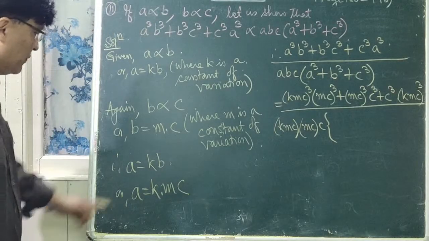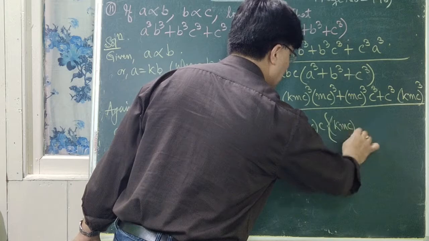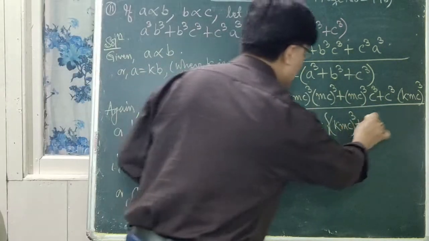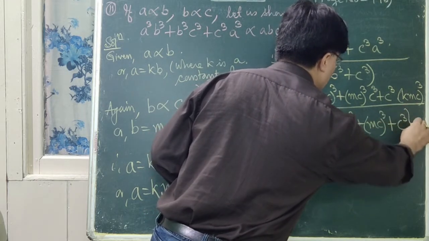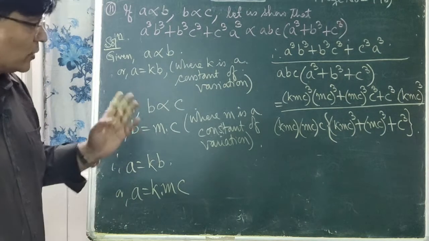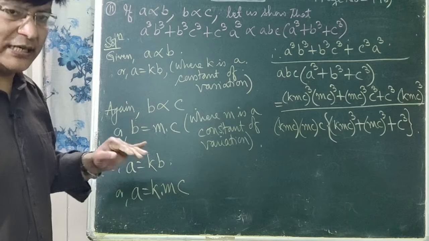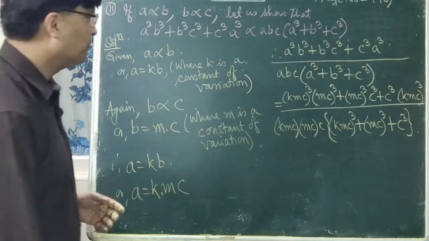What is A whole cube? It is KMC whole cube plus, what is B cube? B is equal to MC. It is MC whole cube plus C cube. Here the second bracket is closed. We have put the values for A and B only, and C remains the same because we don't have the value for C out here. Okay.